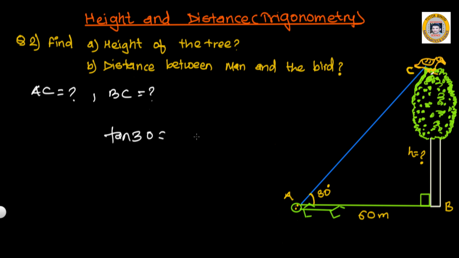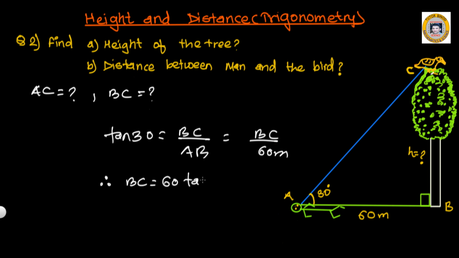The perpendicular is BC over our base is AB. BC we have to calculate, so let us write as BC, whereas AB is 60 meter. Therefore BC is 60 tan 30, which is 20 root 3 meter, or it's also equivalent to 34.64 meter. On using calculator you can get this result. So this is how the BC is found.